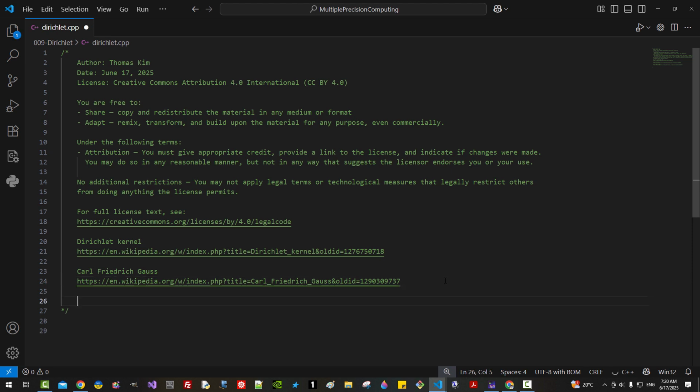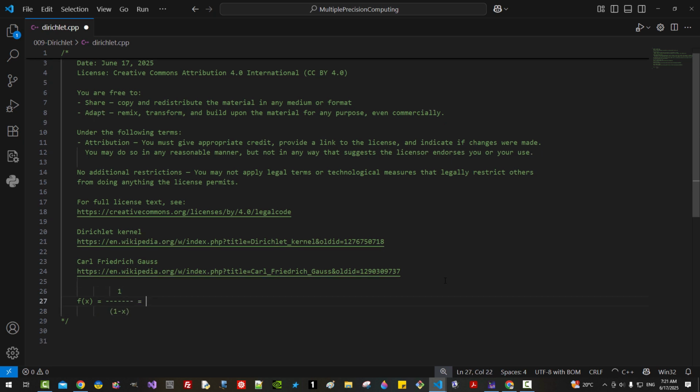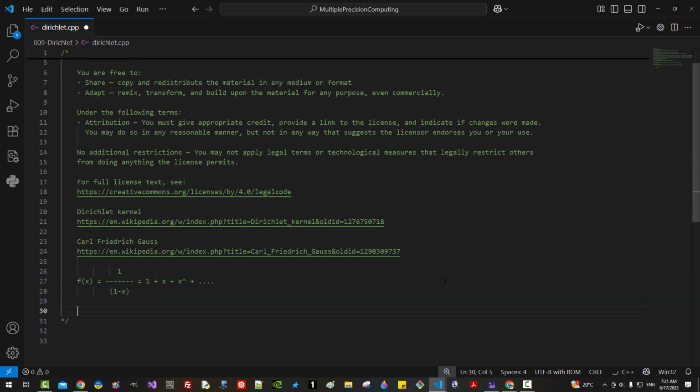In this episode, we will solve such a problem. 1 over 1 minus x. We represent this function as a Taylor series. This problem looks very simple, but it turned out to be one of the most challenging problems using FFT. x to the second power. This is infinite terms. Infinite terms.